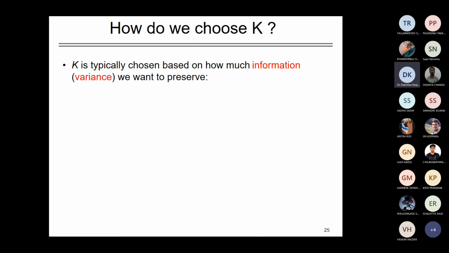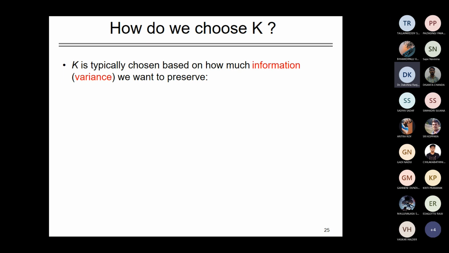Now the question is how to choose k. If we have more than, let's say, 10-dimensional data, or 20 features are present in the given data set, then out of 20, how do we choose the k? That means the k number of eigenvalues or k number of eigenvectors. So how can we choose this k?